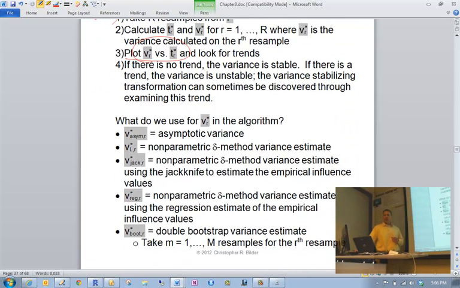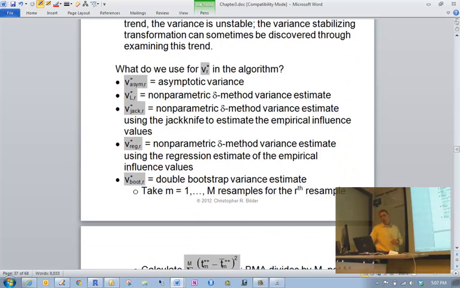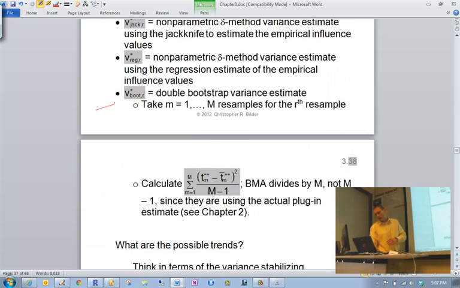So then what do we use for V star? This is the problem. Well, if you know what the asymptotic variance is, just simply get the asymptotic variance, as we did in project number 1, where you see the y's, replace it with y stars, and calculate it for every single resample. Then section 2.7, we learned about the non-parametric delta method. So you can calculate that for every single resample. Do the jackknife, you can do that regression method, or what you could do is use the Bootstrap.